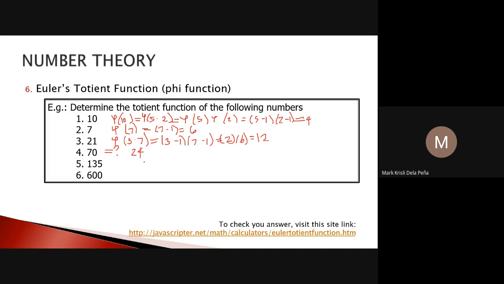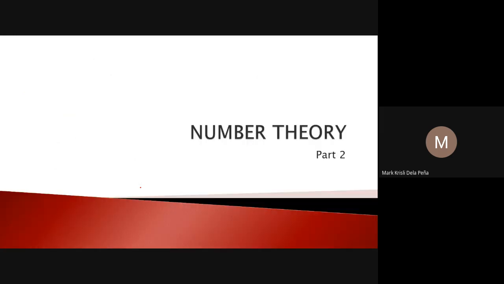Okay. Now for numbers 5 and 6, this will be your engage. Just choose one. This is your fifth item for the engage. Just choose one and answer. Submit your solution in the engage section of this module. So that will be all for today. We will discuss number theory part 2 in the next session.